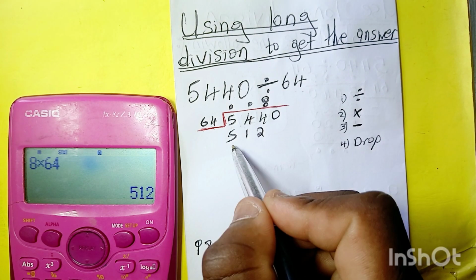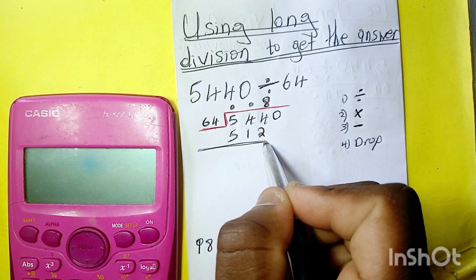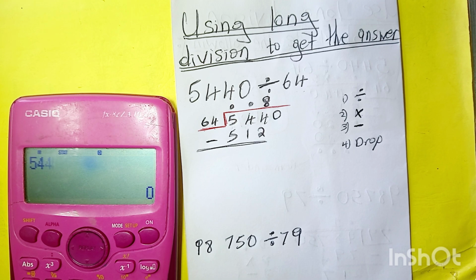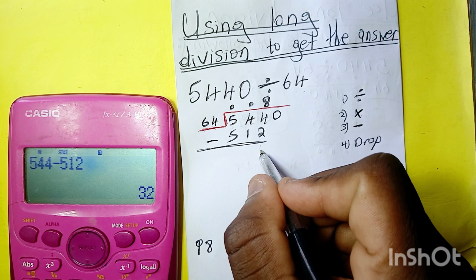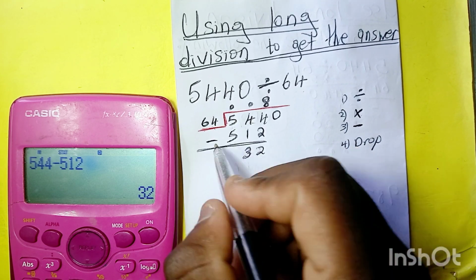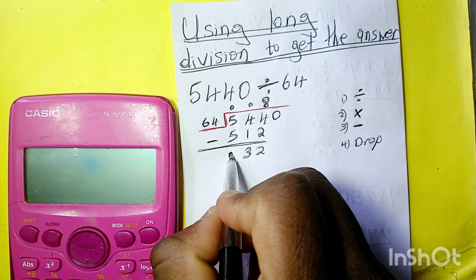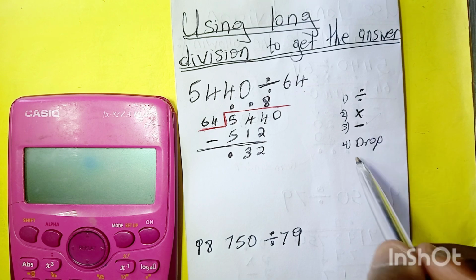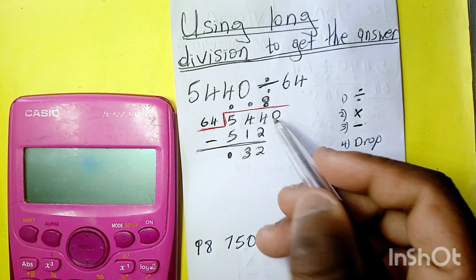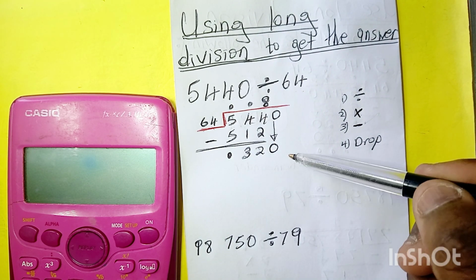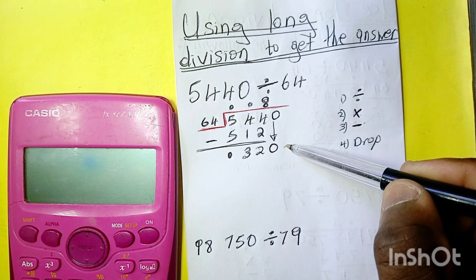So now I'll say subtract. When you subtract, guys, you underline, then you subtract. Say 544 subtract 512. Here I get 32. So I'll start from here writing my number. It's 2 and 3, and here it's 0. 5 subtract 5 is 0. After I finish my subtraction, I will drop that 0 here. So now I got a new number, which is 320.